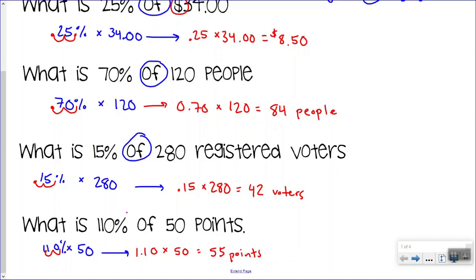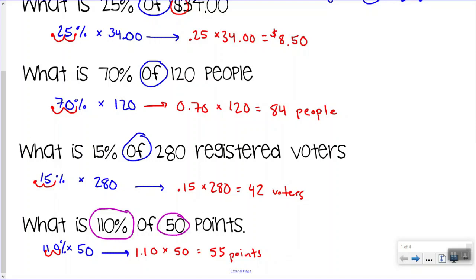The last one's interesting because our percent is actually greater than 100. So think about it, if you got 110% on a test, that means you got more points than normal. You got that extra credit. So you had more than the total number of points. So I'm going to end up with an answer that's greater than 50 points because of that extra credit.